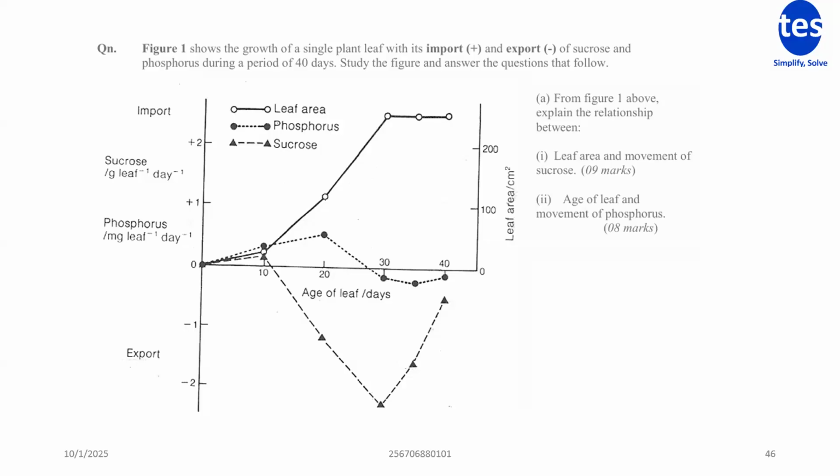Okay? But rather now, if it is a case like this, then you'll have to end here, meaning you don't have to reach 30. So you'll have to say that from 10 to 20, as the leaf area increases rapidly, the phosphorus uptake increases gradually. Okay?